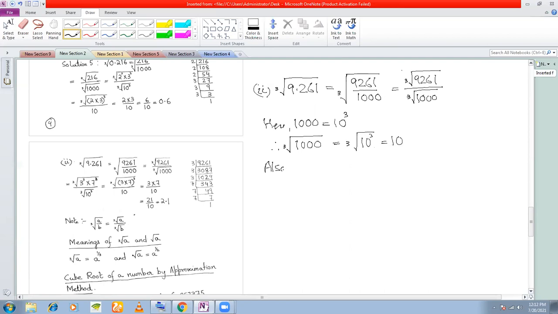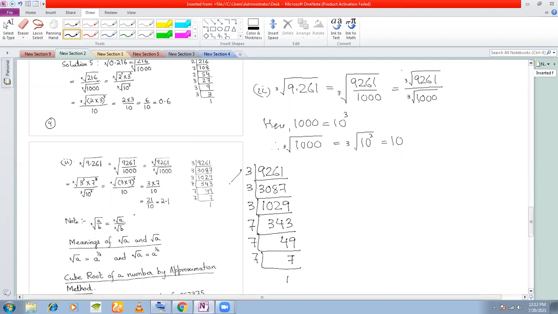Also, cube root of 9,261. Okay, let's prime factorize 9,261 first. Then we'll write. 9,261 is divisible by 3, 3087 times. This is again divisible by 3, 1029 times. 1029 is again divisible by 3, 343 times. 343 is divisible by 7, 49 times. And this is 7 into 7 is 49. Okay, so the triplets here.